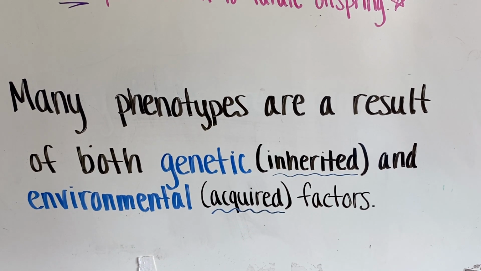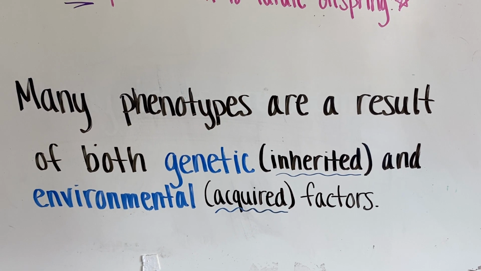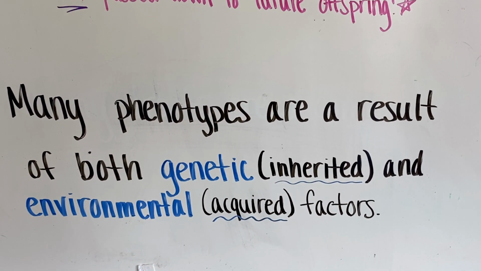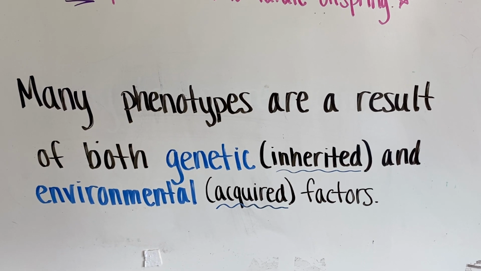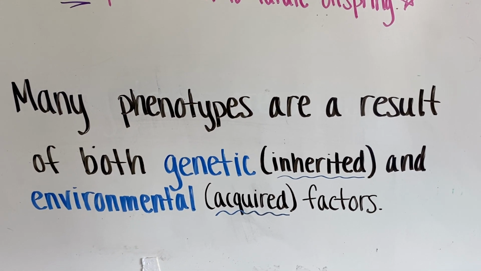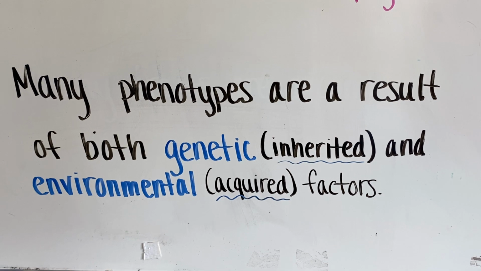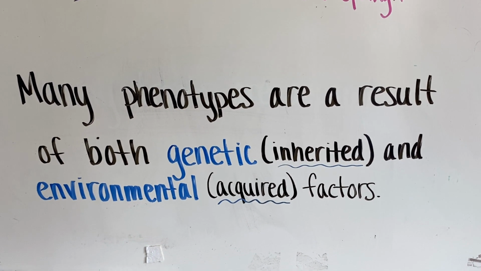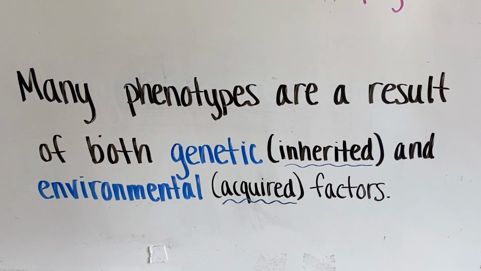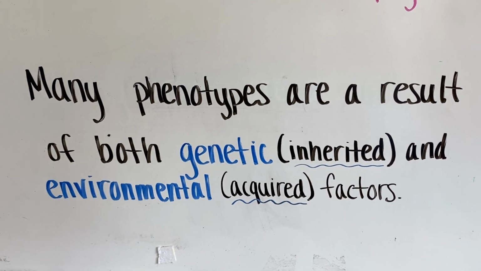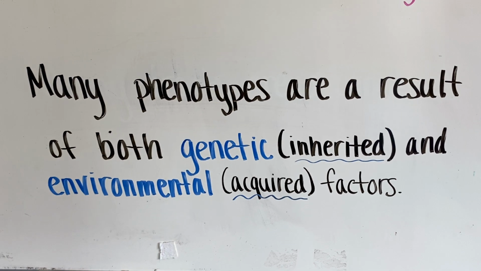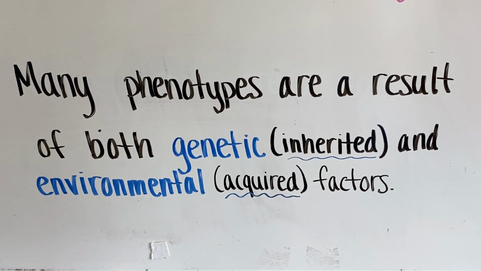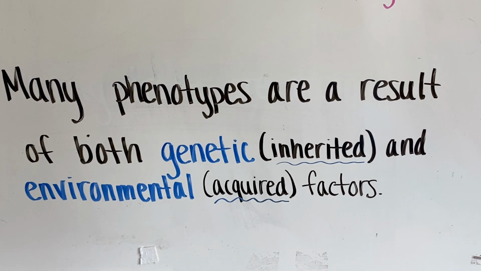Last but not least, many of the phenotypes we see, they're usually a result of both genetic, so your inherited, or environmental or acquired factors. So if you are really good at basketball, sure, you were born with a certain athletic build, perhaps. You're a certain height that lets you reach the basket better, but it's the environmental or acquired traits, such as practicing, you spend a lot of time practicing on the court, that is an acquired factor. So it's a combination of both that make you a good basketball player. That's just one good example.